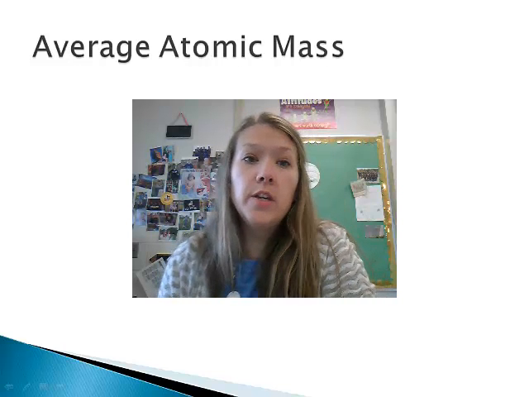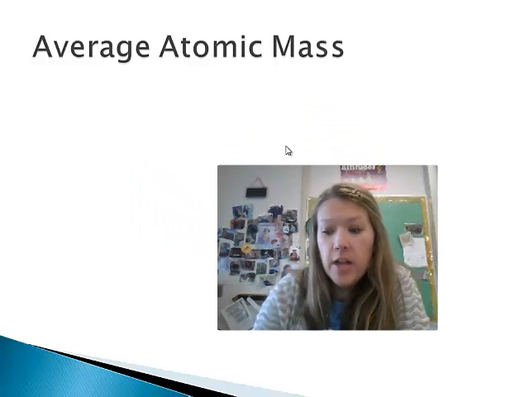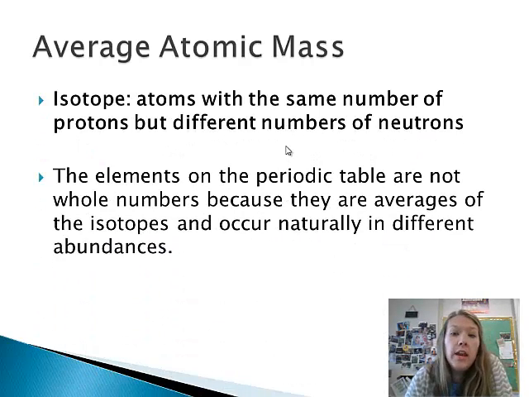Okay, so this video is going to teach you even more about the average atomic mass. We know that an isotope is an atom with the same number of protons, so it's the same element, but it has a different number of neutrons. And because the function of neutrons is to control the mass, changing the number of neutrons changes the mass number of your isotope.